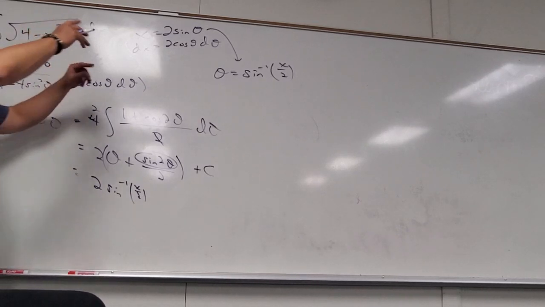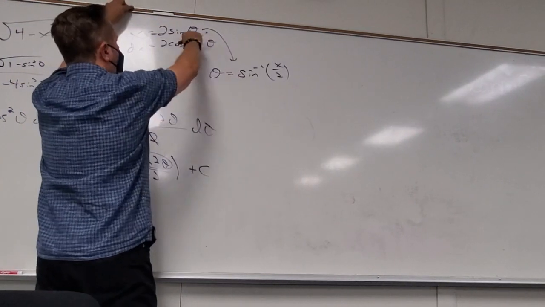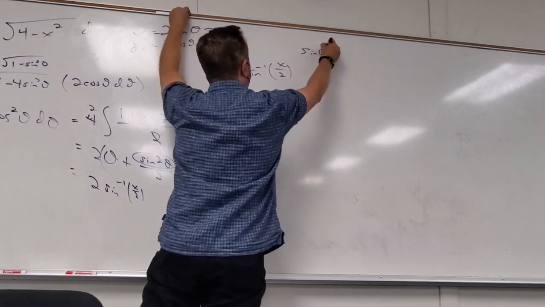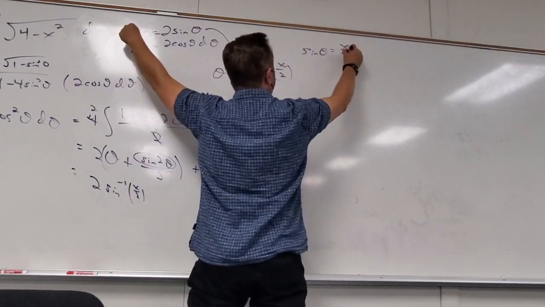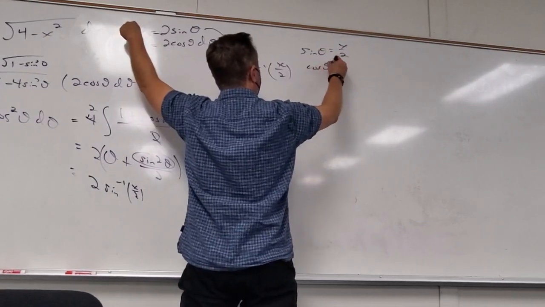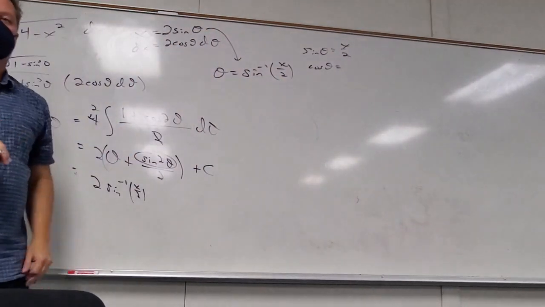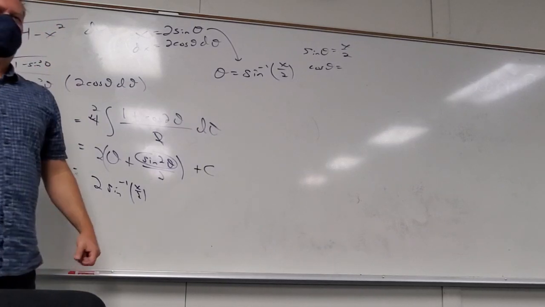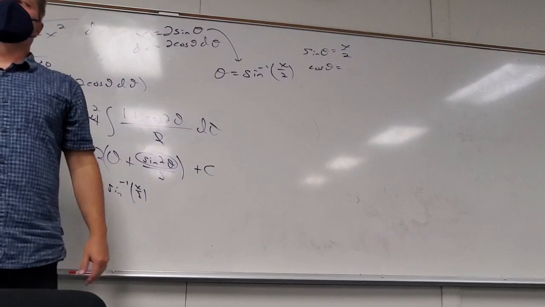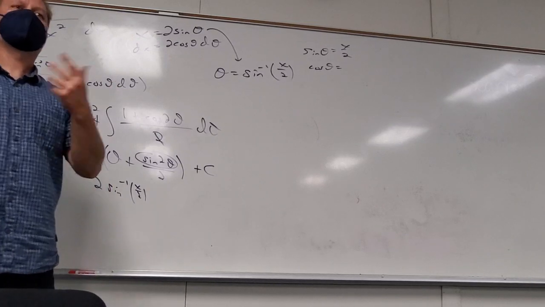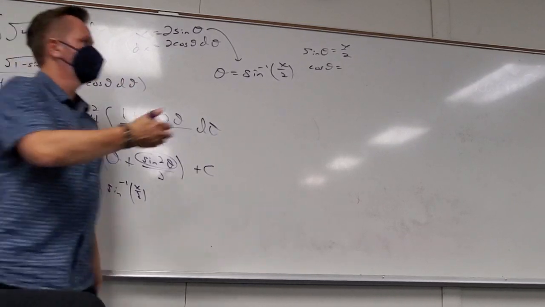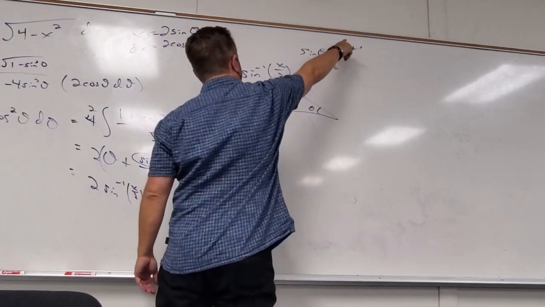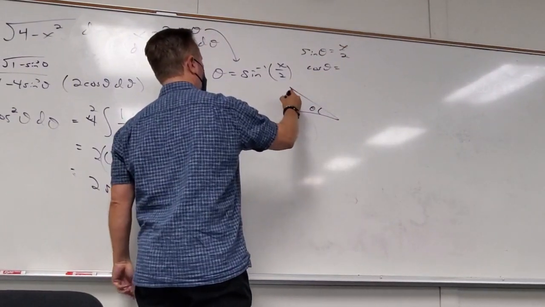In fact, if I wanted to, could anybody tell me what sine theta is? Sine theta is x over 2. Is that cool? Could anyone tell me what cosine theta is? 2 over x? Nope. That would be cosecant, the reciprocal of sine. We've done this before. What do you draw? A triangle. How do you figure out what goes where? Well, sine theta is x over 2, so this has got to be x, and that's got to be 2.